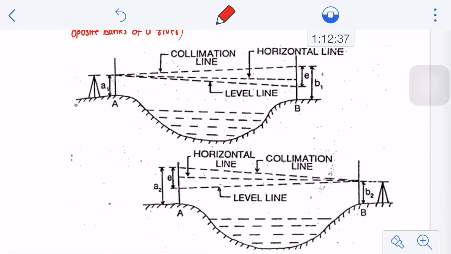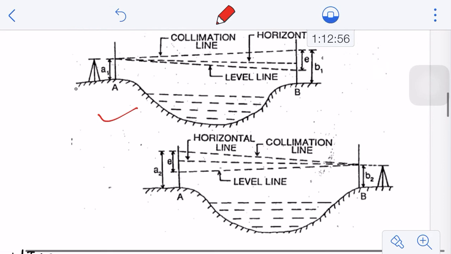If you see in figure number 1, what you will do is place your instrument near point A, and take the reading at point B, that is on the opposite side of the bank, reading B1. You will also take the reading A1 as your instrument height or height of instrument, right?